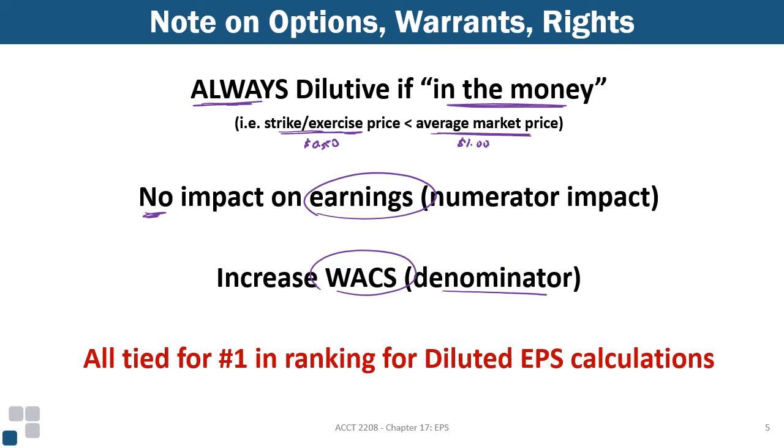And as a result, they're all tied for number one in the ranking in diluted EPS calculations. So if you have a question that has options and warrants or warrants and rights, it doesn't matter in the ranking which one you put as number one or number two. They're basically all tied for number one. It's the other potentially dilutive items, like convertible bonds and preferred shares, that we have to be careful with in the ranking process.